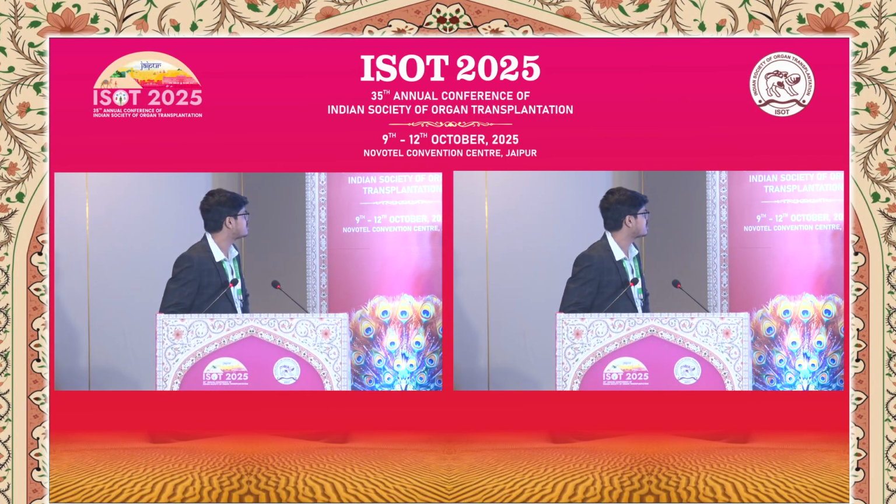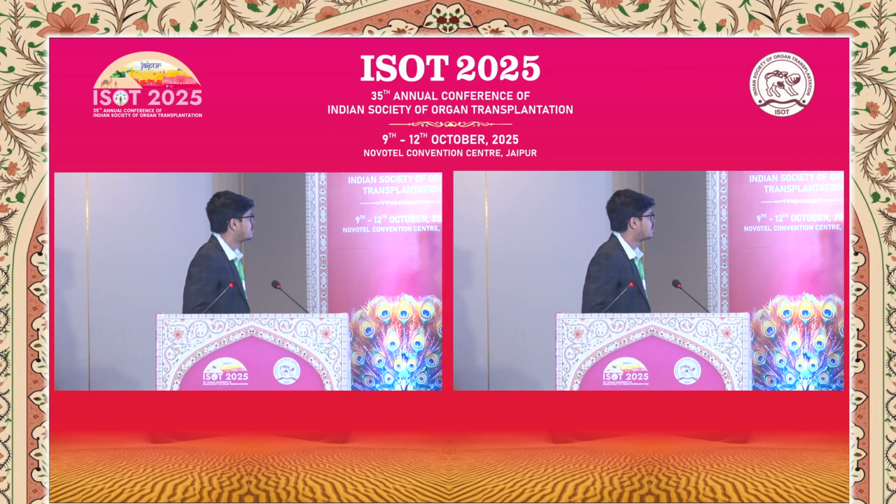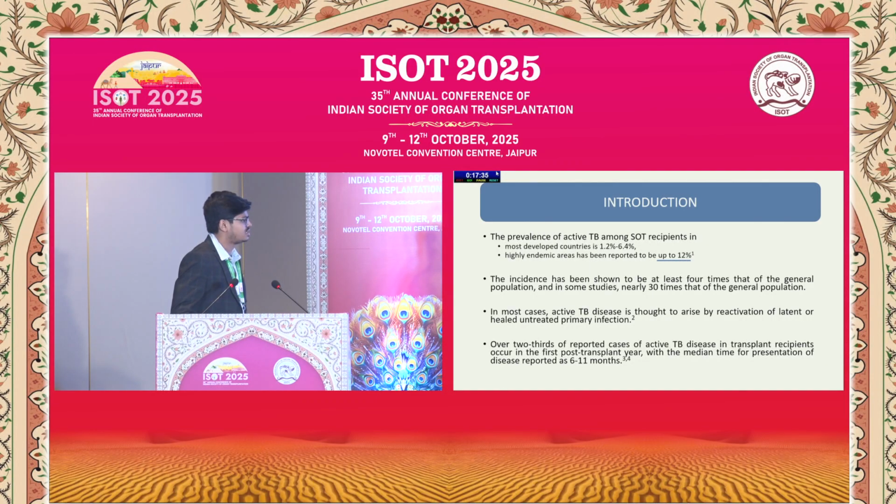The prevalence of active TB among solid organ transplant recipients is 1.2 to 6.5% in developed countries, but it increases to 12% in endemic areas like India and the Asian population. So the incidence of tuberculosis is at least 4 times that of the general population. In some studies, it's nearly 30 times compared to the general population in our transplant patients.